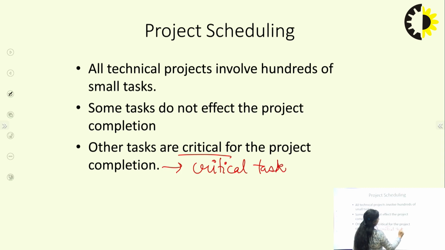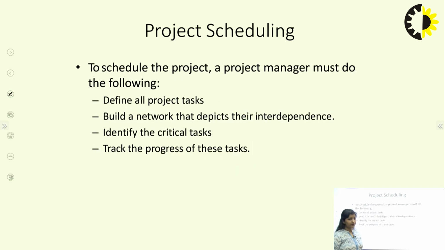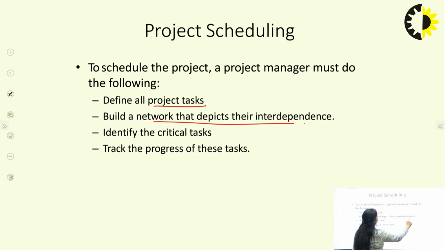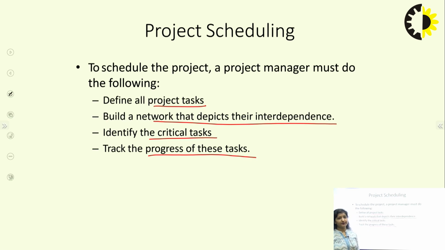These are the critical tasks which need to be taken care of if they are falling behind schedule. Now, to schedule the project, a project manager must perform these activities: define all the project tasks, build a network that depicts their interdependence, identify the critical tasks, and track the progress of these tasks. So this is how the project can be scheduled.